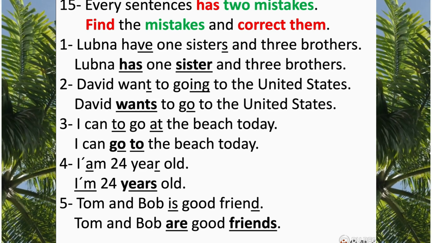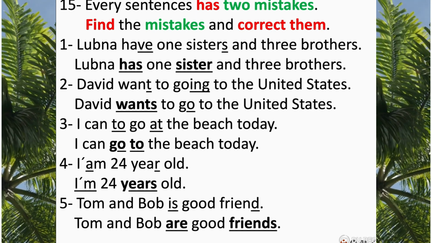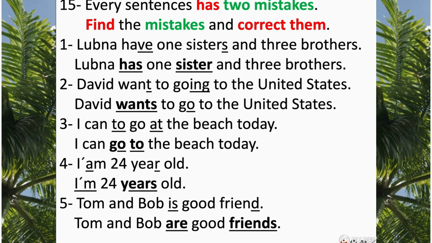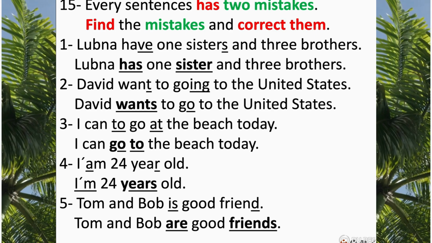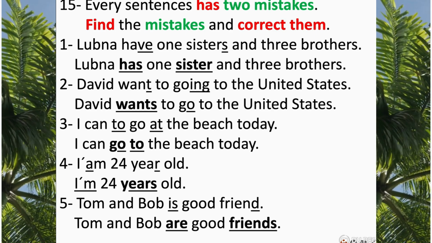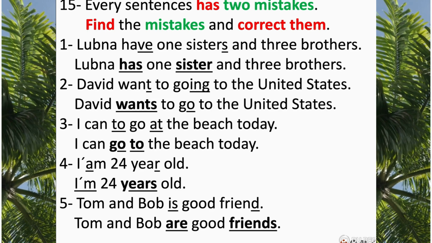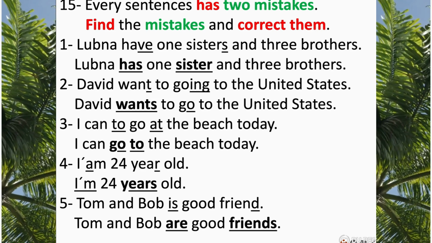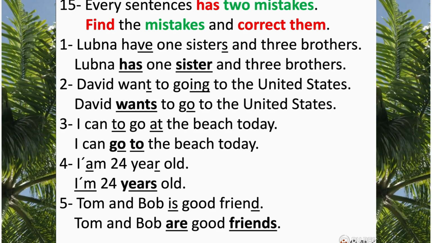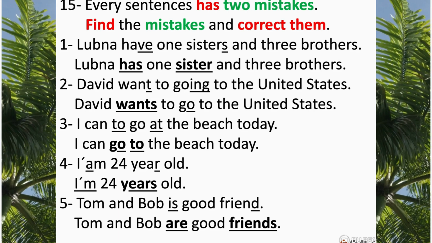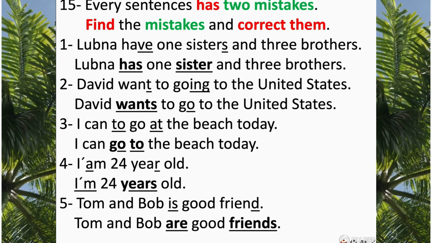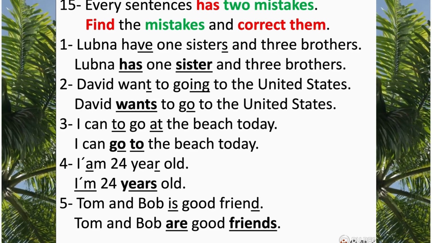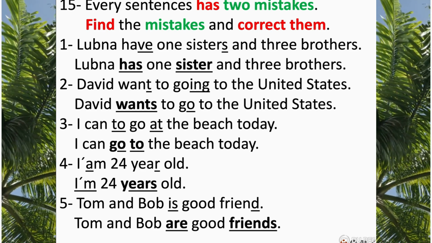Number 4, I am 24-year-old. When we have a hyphen, we don't write a. So I am 24 years old. Not year old, years old. The last example, Tom and Bob is good friend. We have a plural form here, the verb in the plural and the noun in the plural. So Tom and Bob are, not is, good friends, not friend.